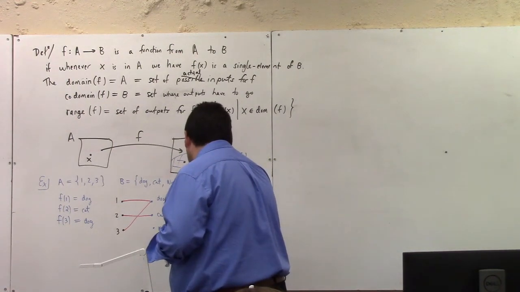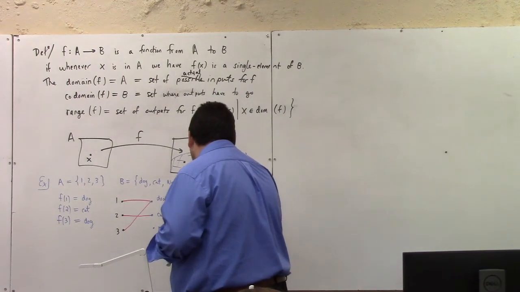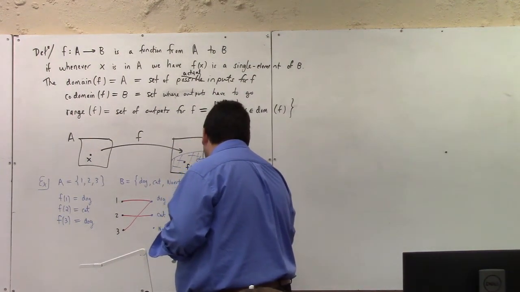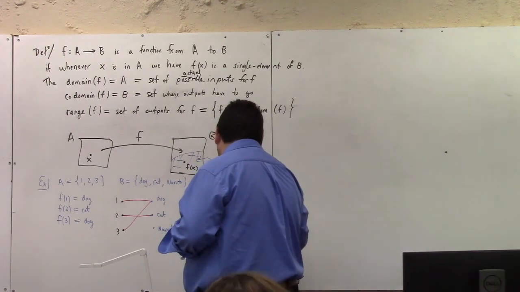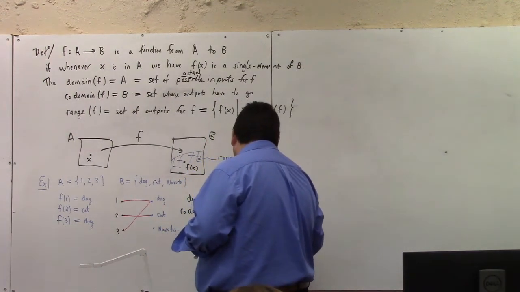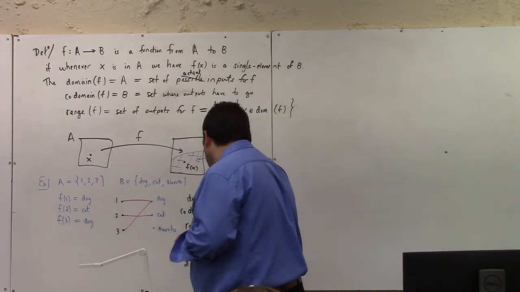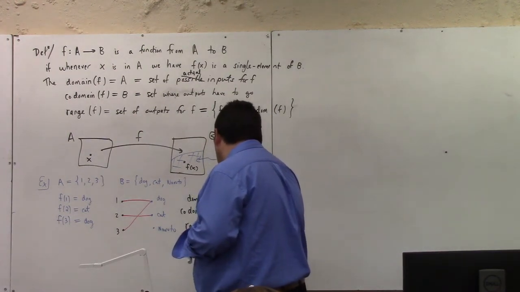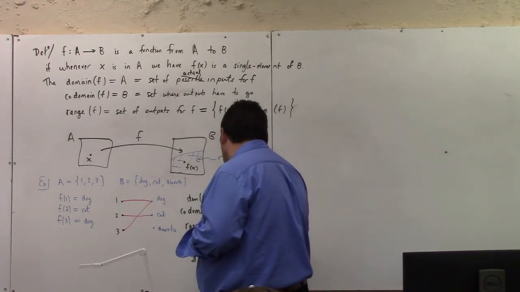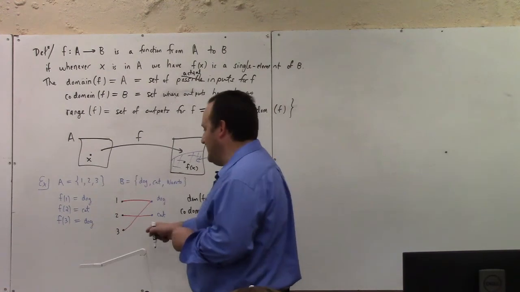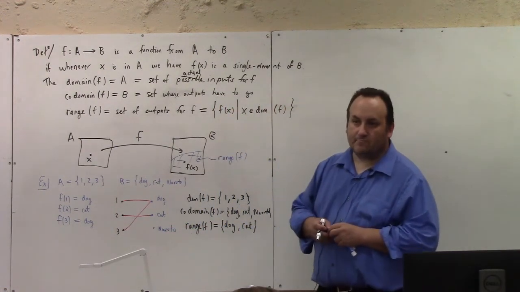I see codomain. What's the codomain of f? It's dog, cat, and Naruto, right? What's the range? The range is just dog and cat, because those are the only things which are actually mapped to. Naruto's off on his lonesome. He never gets mapped to by the function.